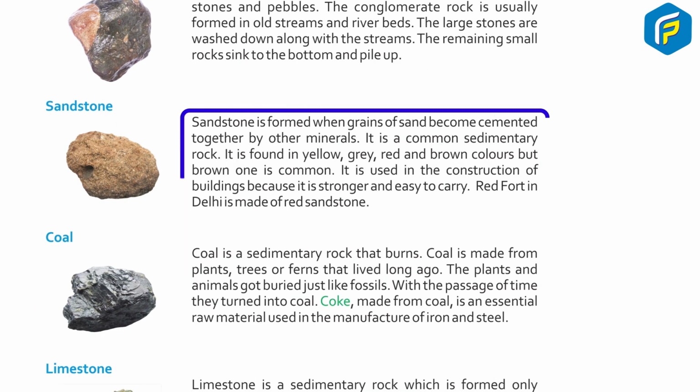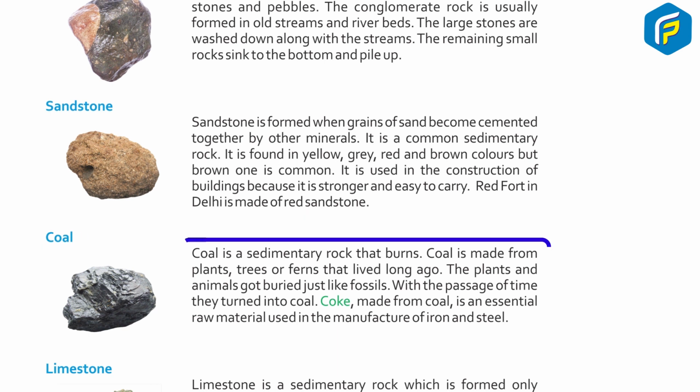Sandstone. Sandstone is formed when grains of sand become cemented together by minerals. It is a common sedimentary rock. It is found in yellow, grey, red and brown colors, but brown is the most common. It is used in the construction of buildings because it is strong and easy to carry. The Red Fort in Delhi is made up of red sandstone.